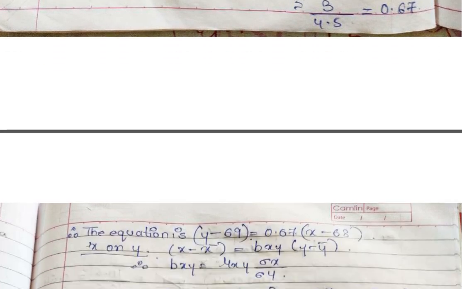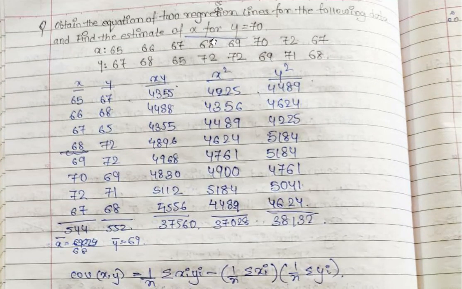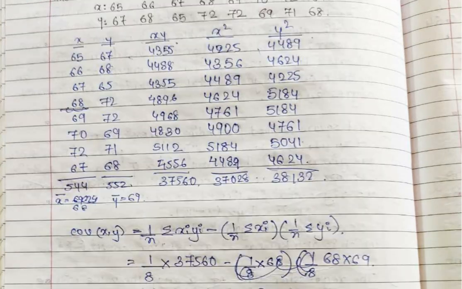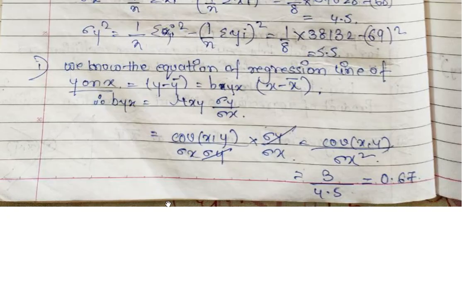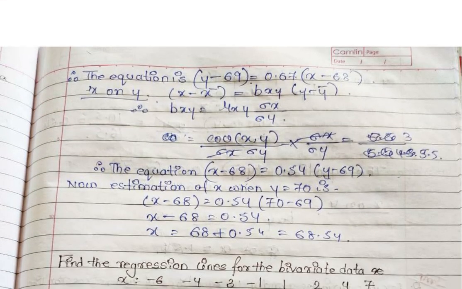And in question number 2, we have to find the regression lines, that is x on y and y on x, that we measured in problem 1, and find the estimate of x for y equal to 70. So both y on x and x on y we have measured for problem 1, and in problem 2 the specific value of y is given, that is y equal to 70. So simply put y equal to 70 in the equation x minus x bar equals bxy times y minus y bar. We have the value of x. So depending on the value of y, we can get the value of x. Okay, you can understand now.